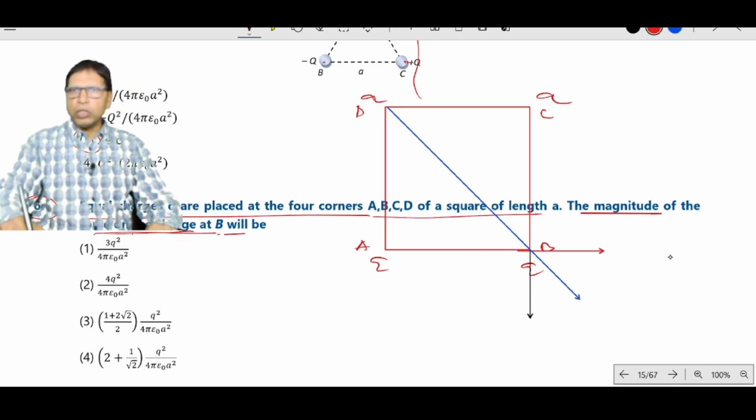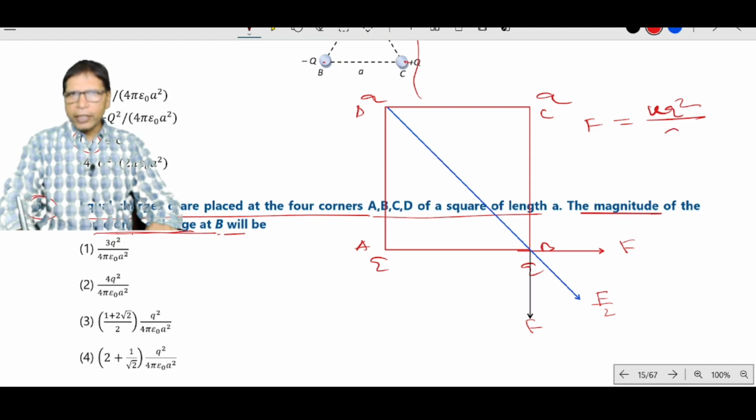Look at this. Suppose this force is F. So this force is also F. Therefore, this distance is root 2 times this distance, so this force is F by 2. What is F? Look at this. F is KQ square by the side A square. Okay. Now look at this.